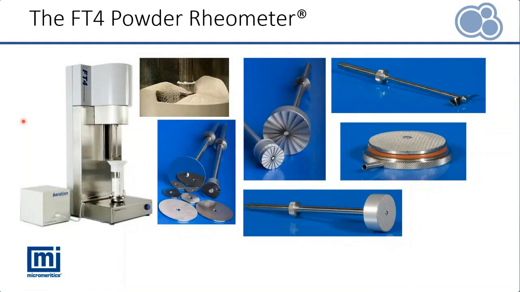So before we get started on the case studies that I'm going to present, I just wanted to introduce you to the FT4 Powder Rheometer. This is an instrument that allows you to measure the dynamic flow of powders in confined and unconfined states, and to measure the aeration, permeability, and compressibility of samples, as well as the shear properties by shear cell testing, and, using the wall friction discs, the friction properties of the powder against different surfaces.